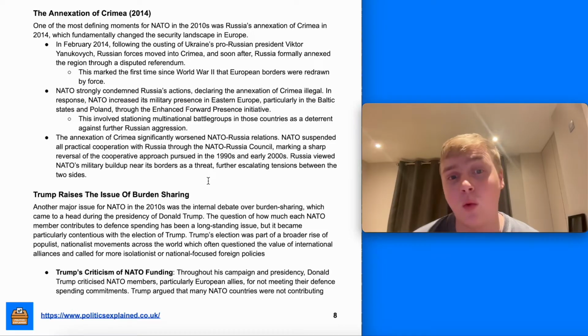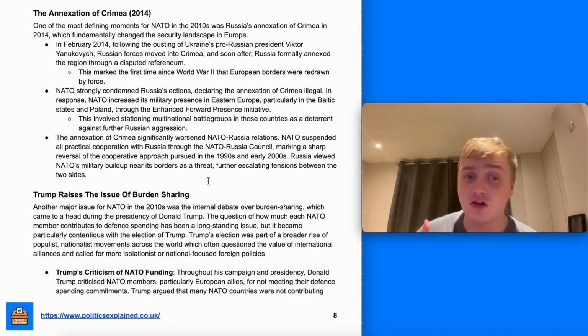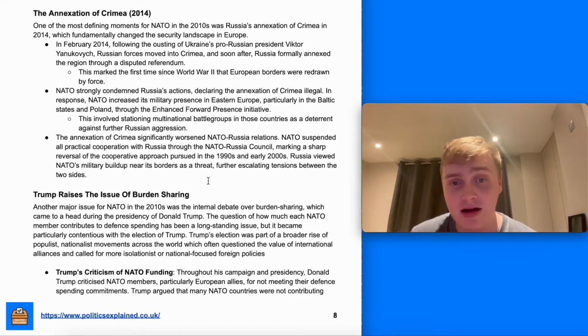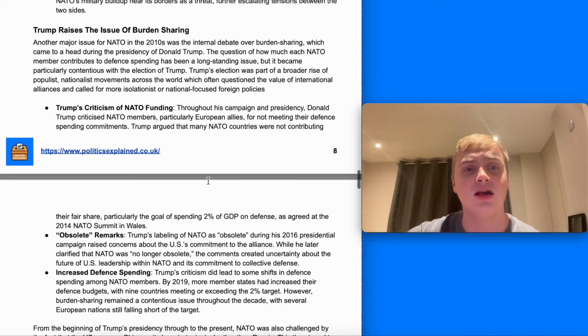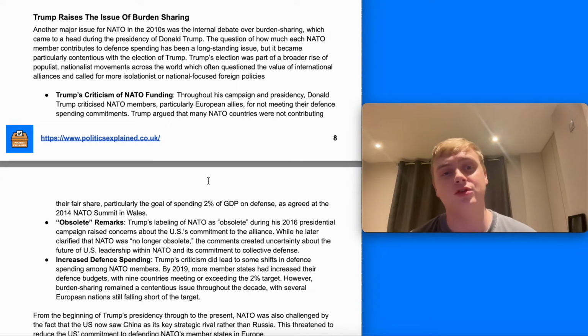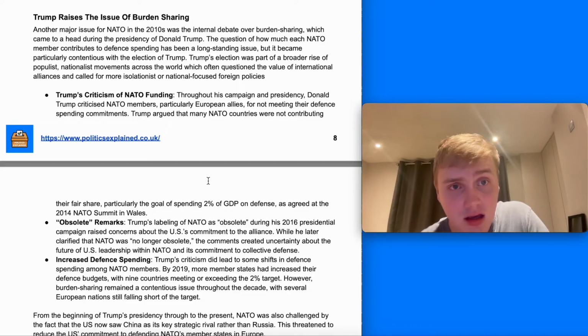It significantly worsened NATO-Russia relations as well, as NATO suspended all practical cooperation with Russia through the NATO-Russia Council, marking a sharp reversal of the cooperative approach it pursued in the 1990s and early 2000s. And Russia crucially viewed NATO's military build-up near its borders as a threat, leading to further tensions between the two sides. And the other key thing that happened during the 2010s was Trump raising the issue of burden sharing.